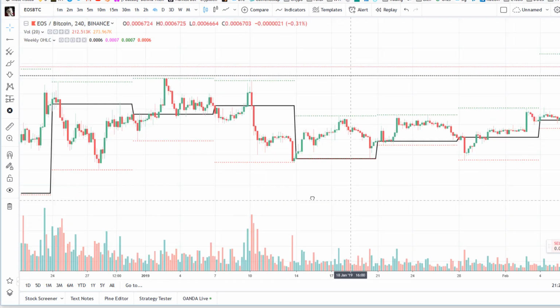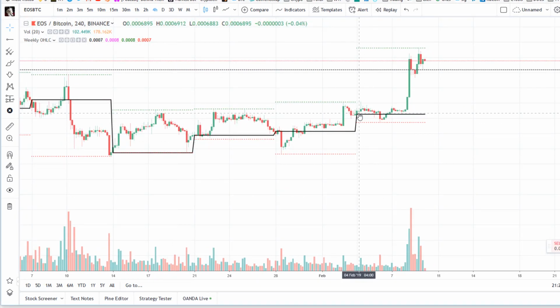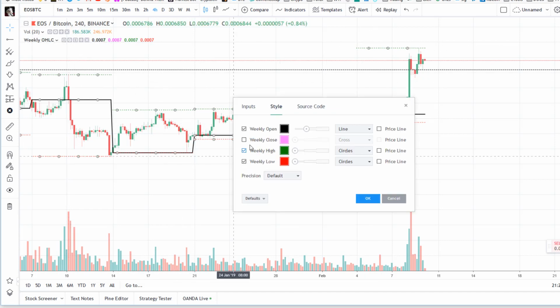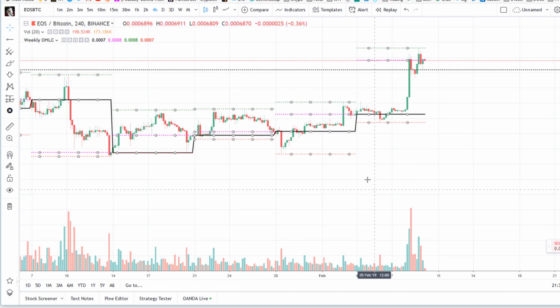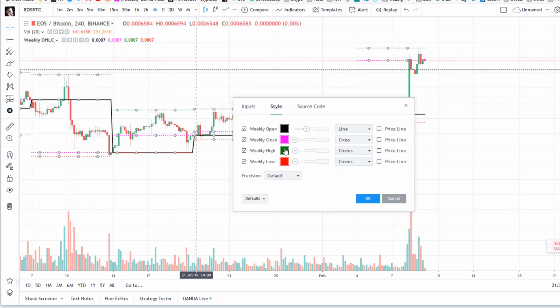Let's go to the current week. The black line that you see here is the weekly open. The green dots are the weekly high, and the red dots are the weekly low. There is an option here to show the weekly close, but for a market like crypto that's 24 hours, that's not necessary, because the previous week close is the weekly open. So for the crypto market, you can turn that off.